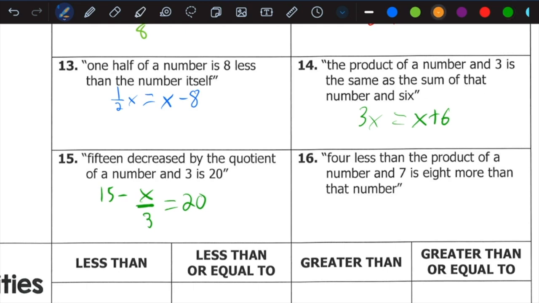Just as we see the problem otherwise. 4 less than, turnaround phrase, so something minus 4, okay? The product of a number and 7. So we're doing the product of a number and 7 minus the 4, so less than the product. So we have to multiply before subtracting, which is normal for how the order of operations goes. So a number and 7, so 7x, then is 8 more than that number. So 8 plus that same variable x. Once again, emphasize it's that same number here.